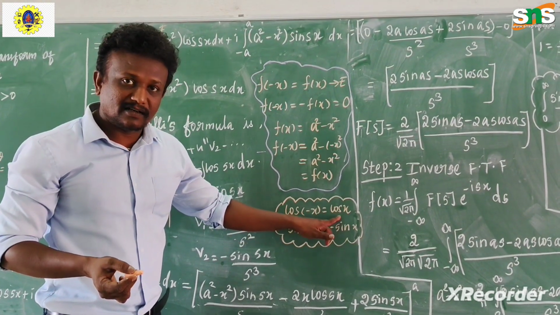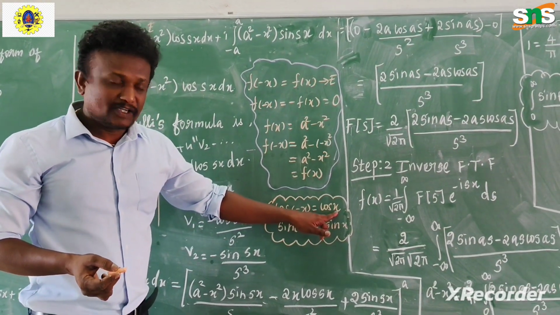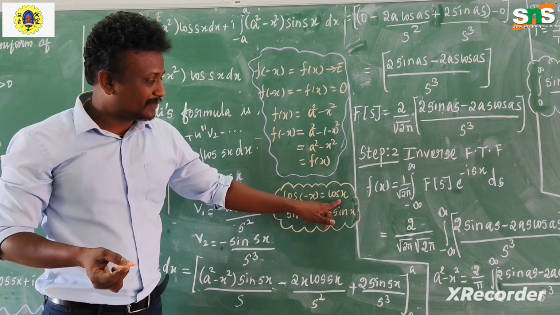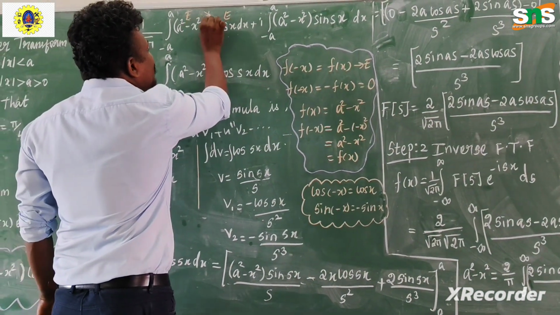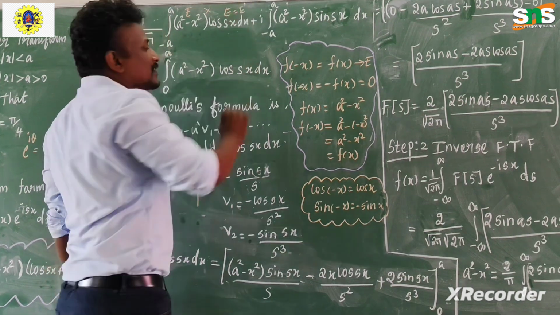It is cos theta. Okay, it is cos x. Right? So what is cos x? It is f of x. So again, it is an even function. So when you multiply an even function into an even function, it is again an even function.